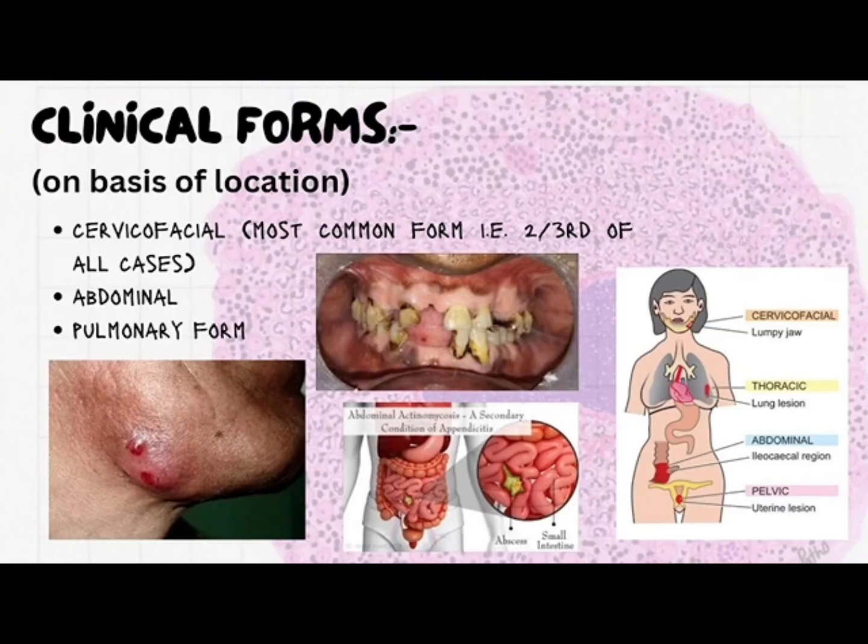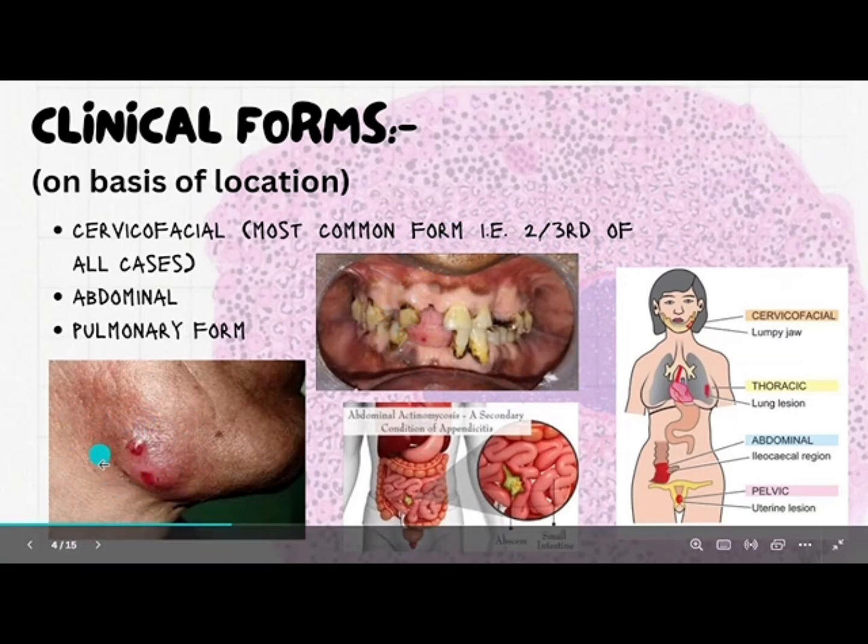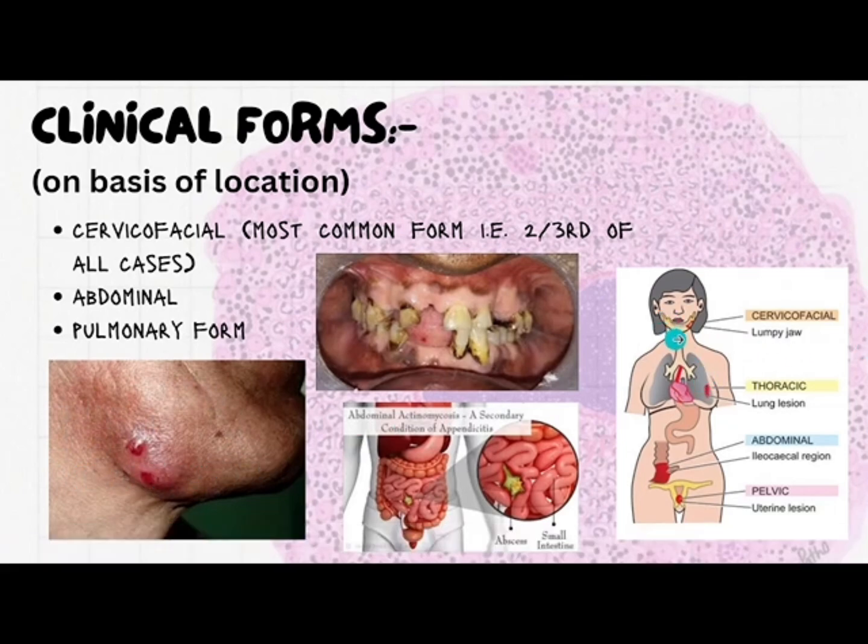The clinical forms based on location include the cervicofacial form, which is the most common form, found in two-thirds of all the cases. The abdominal form is seen in ileocecal or uterine lesions. The pulmonary form is seen as a lung lesion. In this picture, we can see the cervicofacial or facial form where the maxilla and mandibular area or jaws are affected. In this picture, the mandible is affected, which can be seen as lumpy jaw syndrome. It can also be found in the cervical lesion.